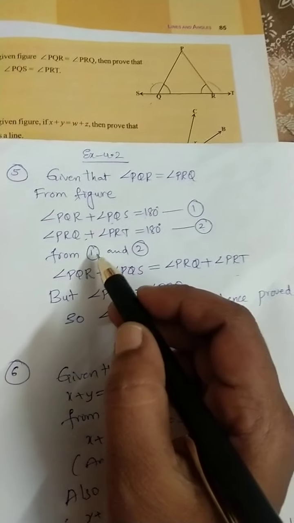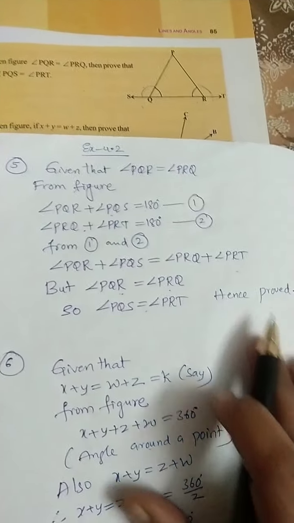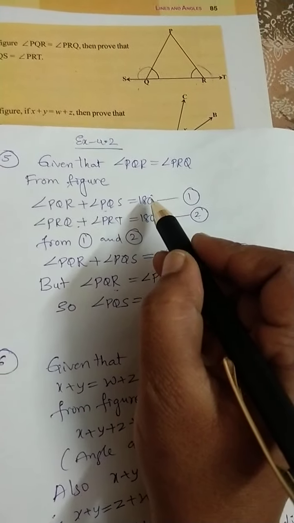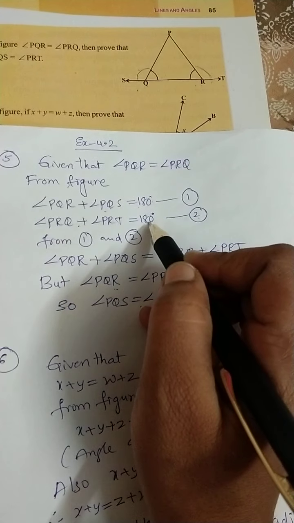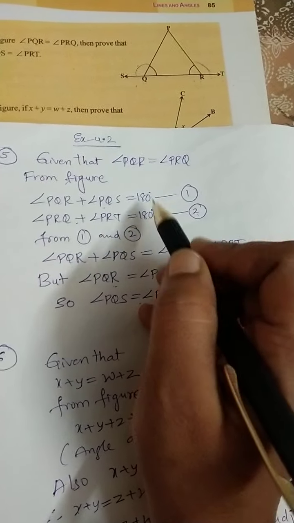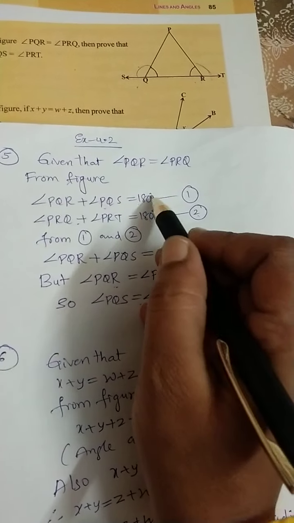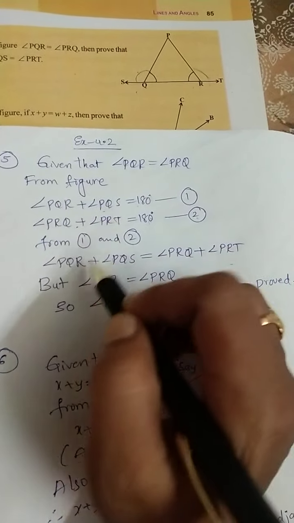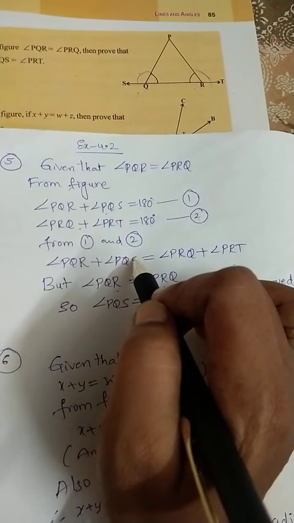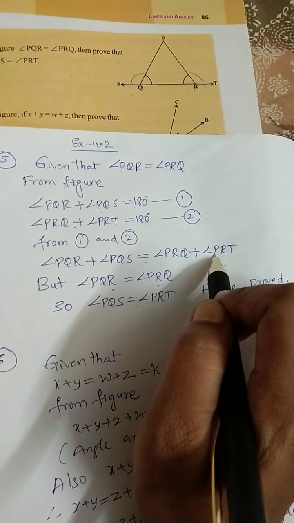Now we should equate equation 1 and 2. Why? Because in equation 1 the RHS is 180, and in equation 2 the RHS is 180. So in these two equations the RHS are equal. Whenever the RHS are equal, we should equate the LHS. So the LHS of the first expression is equal to the LHS of the second expression.